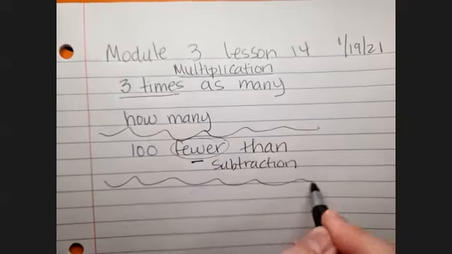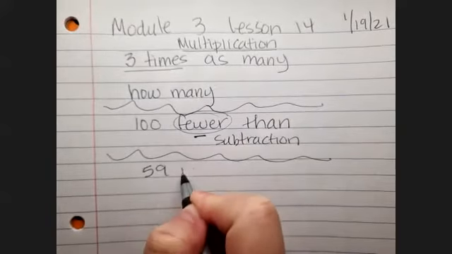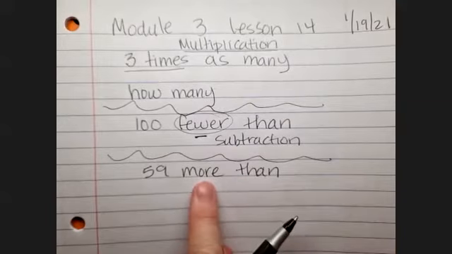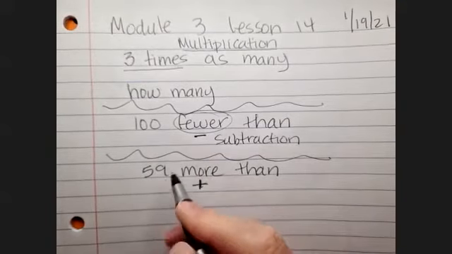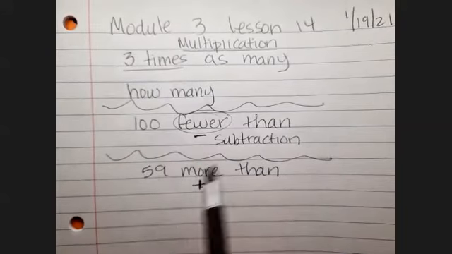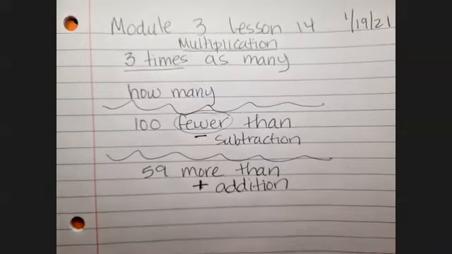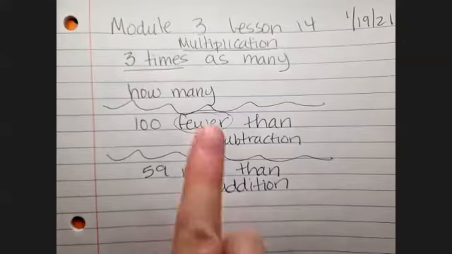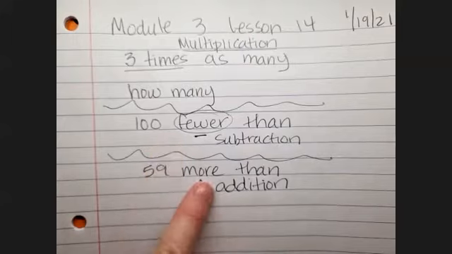Something else we've seen in our word problems is maybe 59 more than in the second part of the word problem. Well, more means we're adding. So that would mean that whatever you figured out in the first step, the second step would be an addition problem. Okay, so those are just some key words that help you decide if you need to multiply, if you need to subtract, or if you need to add.